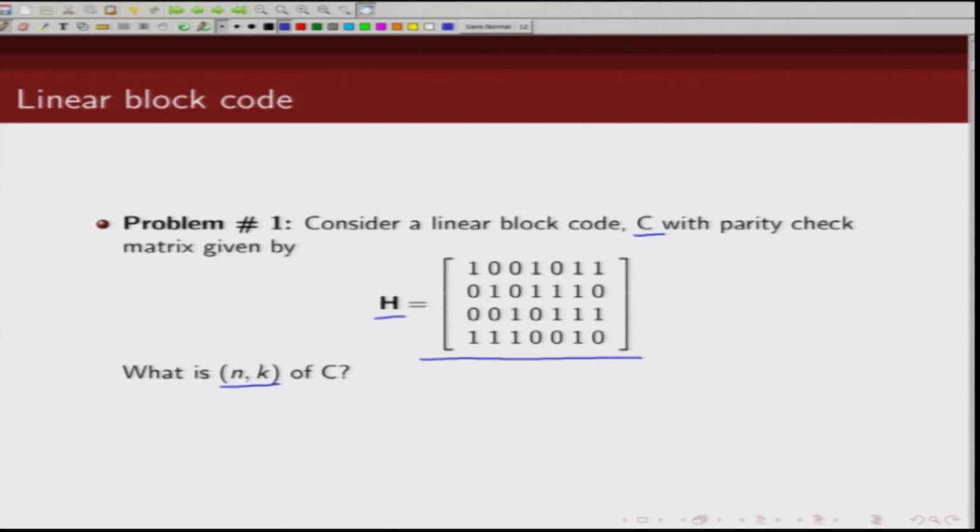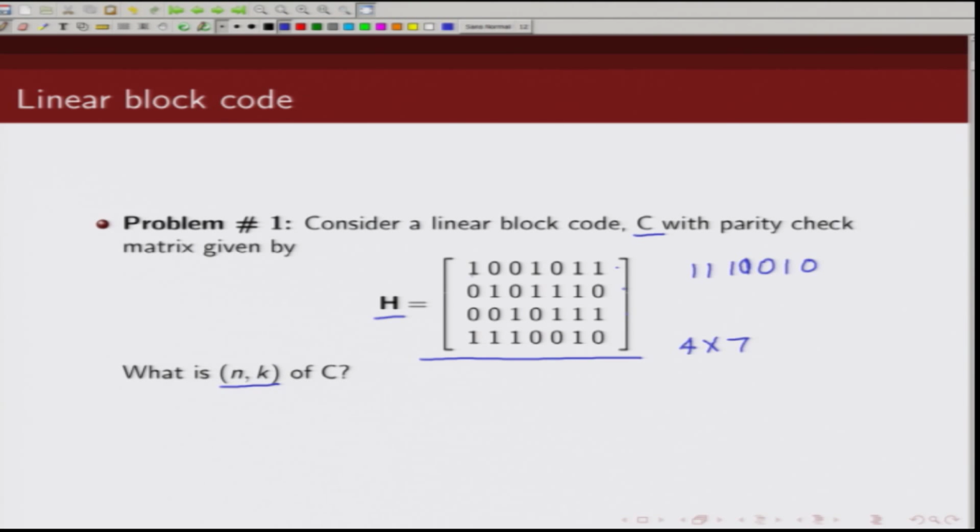We will first find out the rank of this matrix H. You can see this is a 4 cross 7 matrix, so the maximum rank possible is 4. Let us see whether it has rank 4. Now, if you add rows 1, 2 and 3, what do you get? 1, 1, 1, 0, 0, 1, 0. This is what you get.